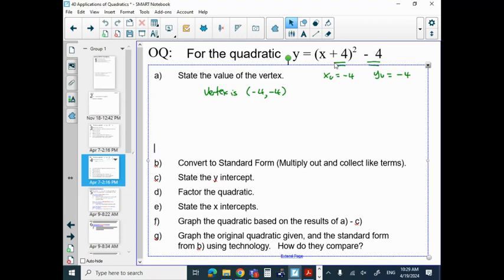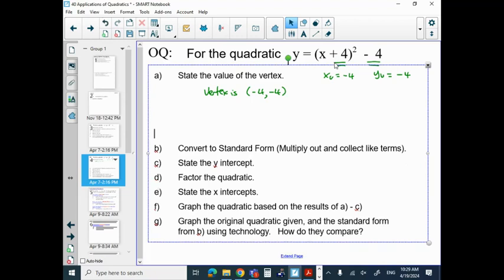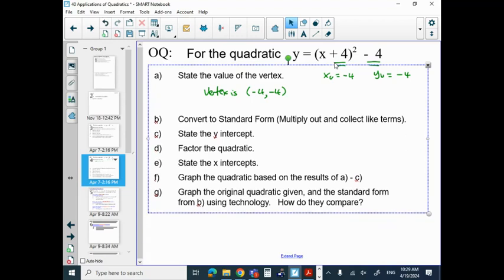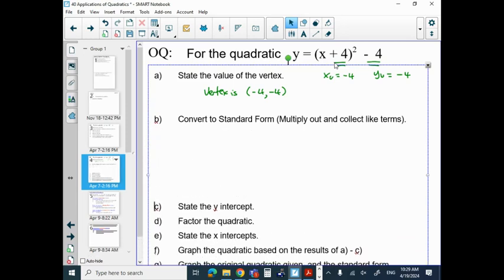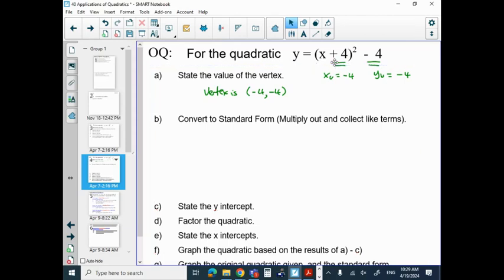So let's move back up a little bit here. And we're going to convert to standard form. We've got that much room. Convert to standard form by multiplying out and collecting like terms. So let's do that. y equals (x plus 4) squared minus 4. To do that, we're going to recognize that the square means, of course, (x plus 4) times (x plus 4). Then we're going to do that multiplication, which is from a previous lesson, just a binomial times a binomial.